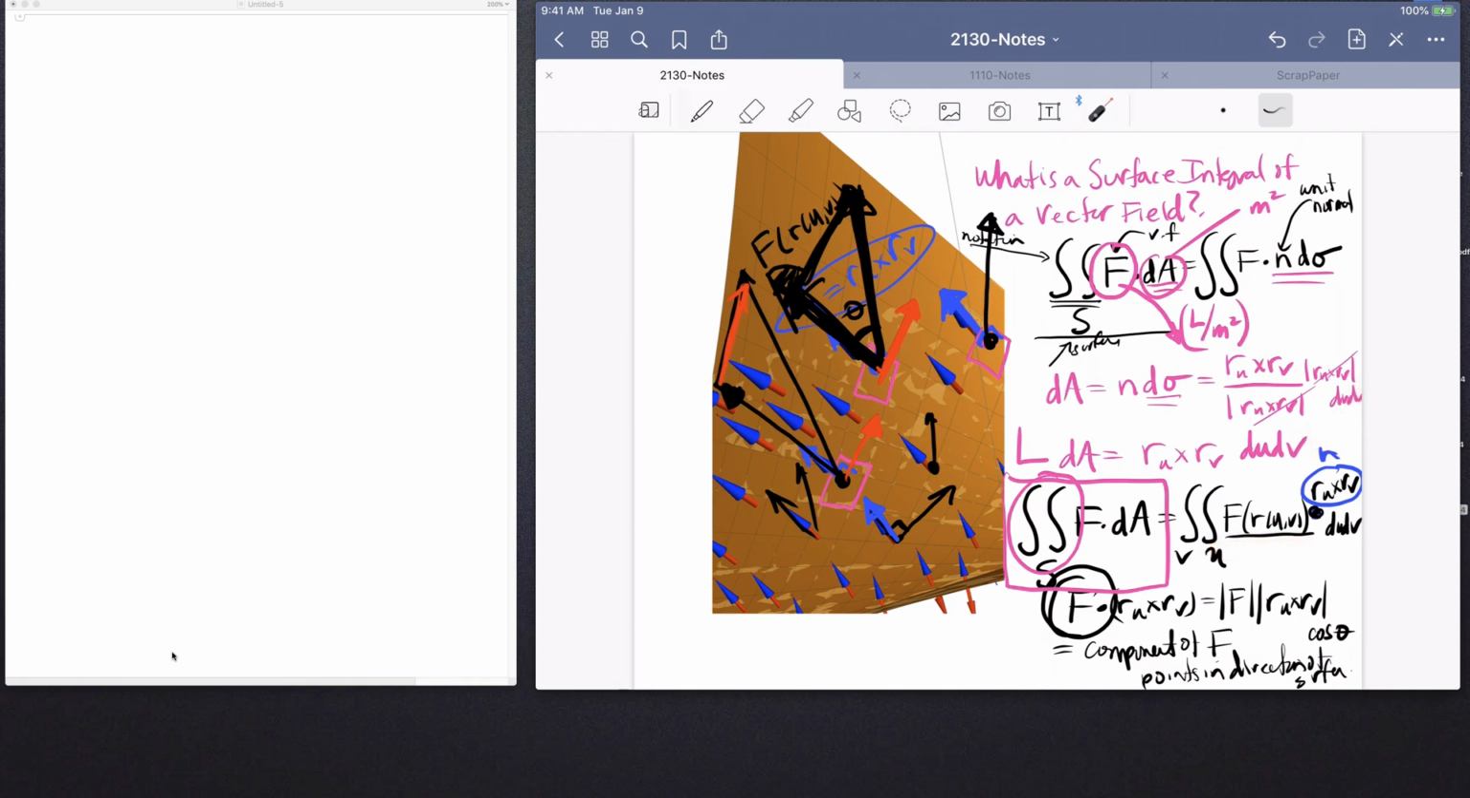Okay, so this type of integral is called a flux integral. Sorry, I meant to say a flux integral, not a flux vector field. All right, so that ends this introductory video.